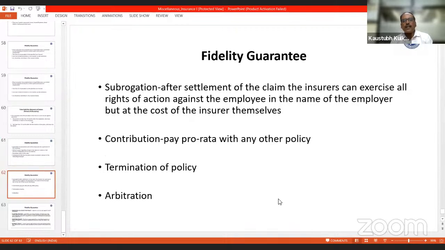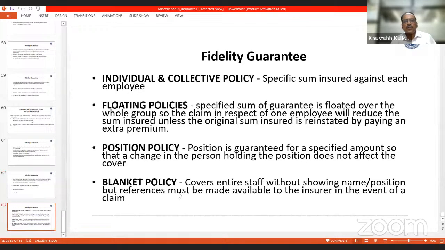Subrogation: yes, after settlement of the claim, the insurers can exercise all the rights of action against the employee in the name of the employer, but at the cost of the insurer themselves. Contribution, again, the same principle. Termination of policy is very important. Arbitration: yes, if there is any dispute in case of amount, then the arbiters will come into the picture. Fidelity guarantee policies are certain in nature.